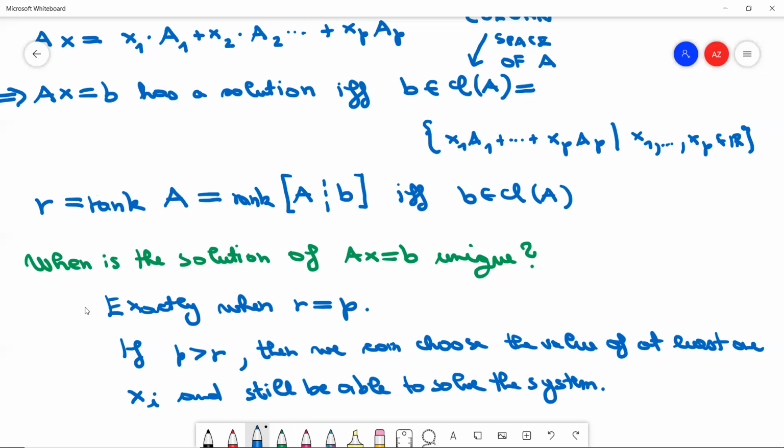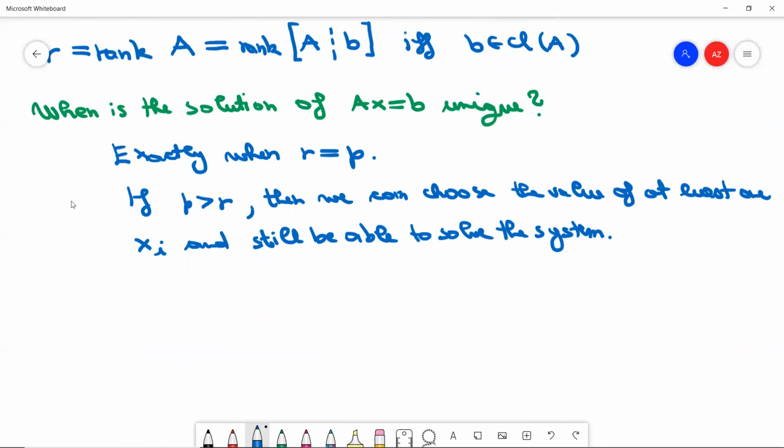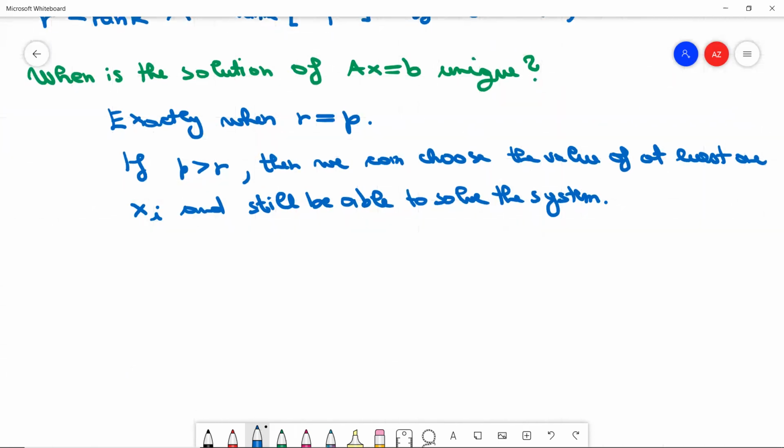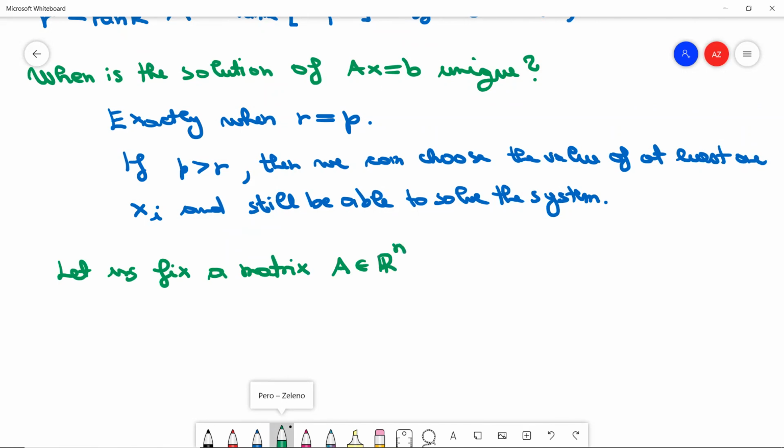Okay, now we know when the system is soluble, and we also know when the solution is unique. We repeated these facts from linear algebra. And before going to generalized inverses, let's also repeat some facts about usual inverses of a matrix. So let us fix a square matrix A. This time it's an n by n matrix, which is invertible.